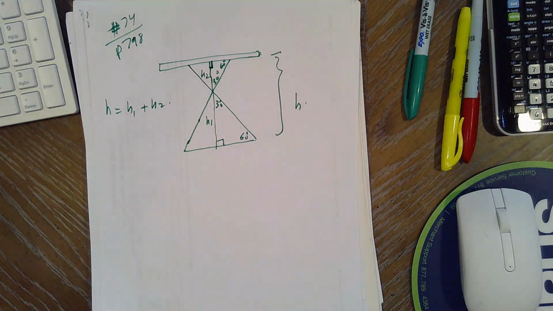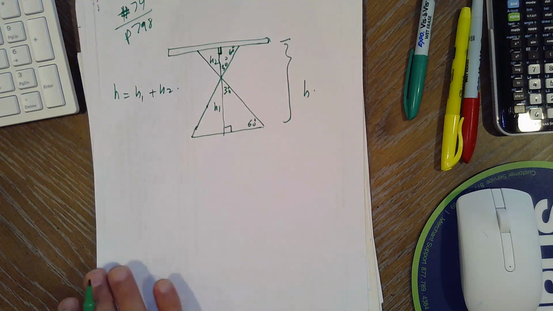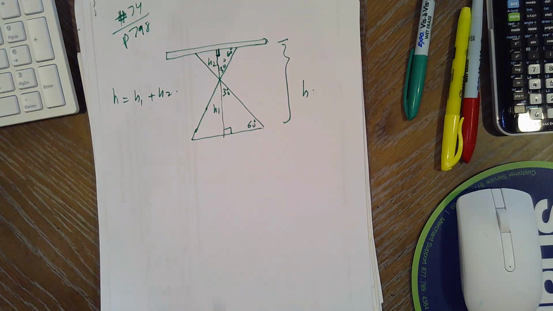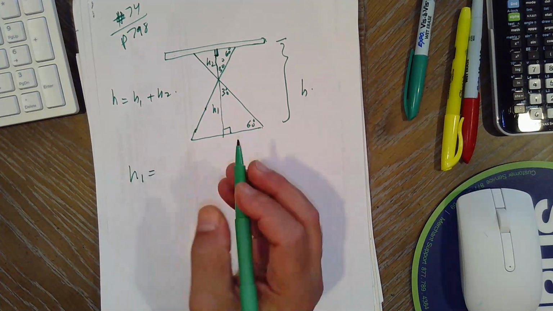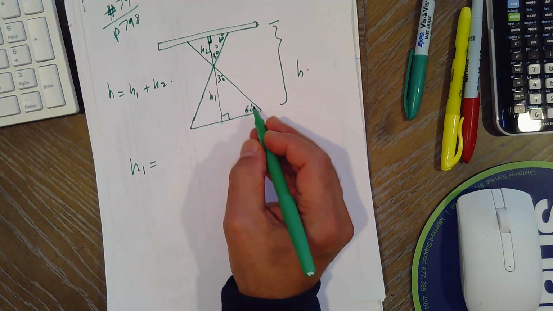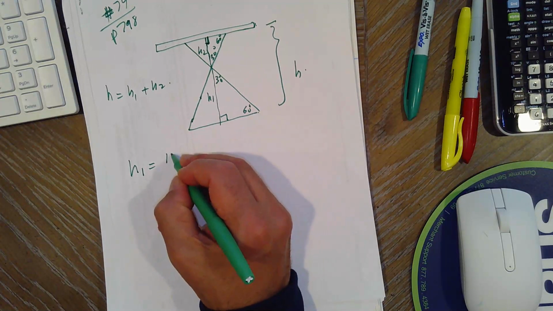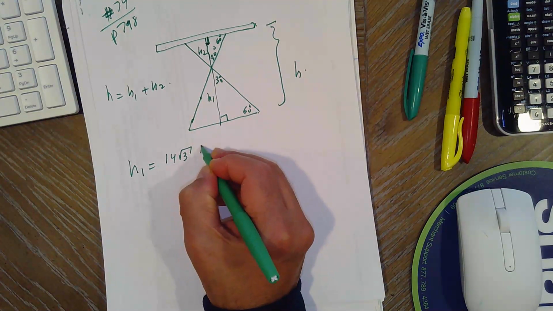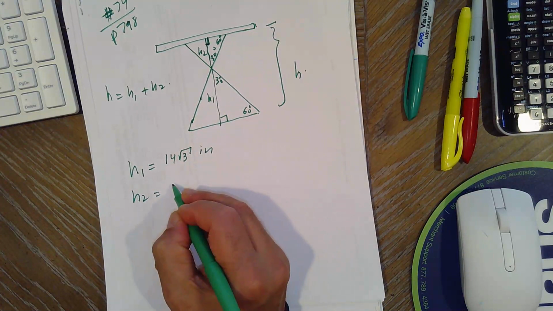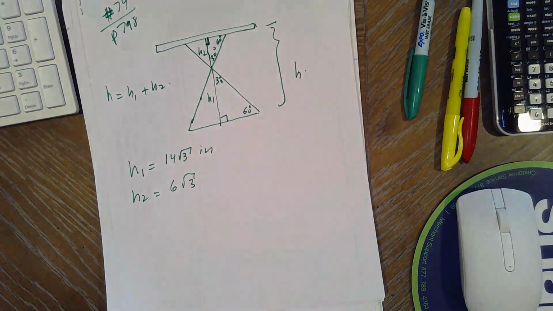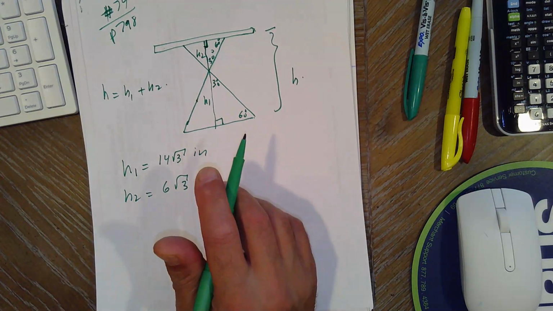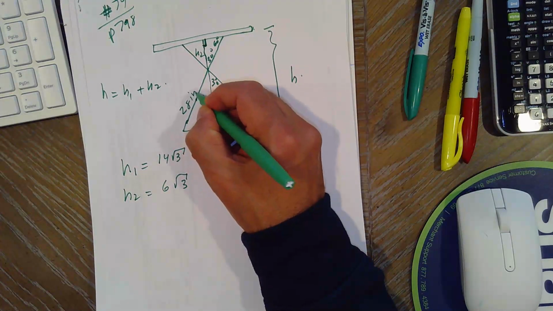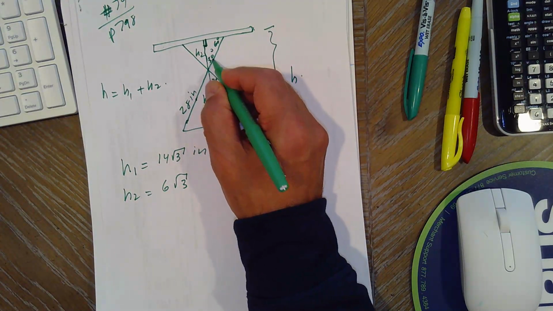And actually to do this, we need to know the 30, 60, 90, which we didn't go over, but that's fine. I'll just give you more if I ask you something like this. So H1, which is the side that's opposite to 60, would be 14√3 inches, and H2 would be 6√3. I'll tell you why. We're given this is 28 inches, and this one is 12 inches.